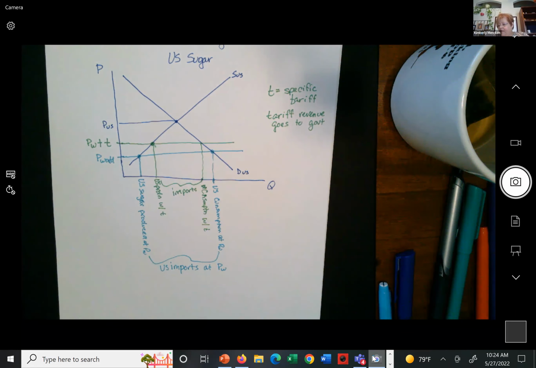So basically what happened is, this is a change from consumer surplus to producer surplus. That's what happened to all of A. It was consumer surplus and now it's producer surplus. All right, everybody with me still? Okay. And that leaves us with B and D.